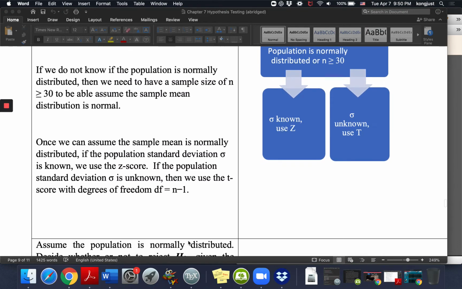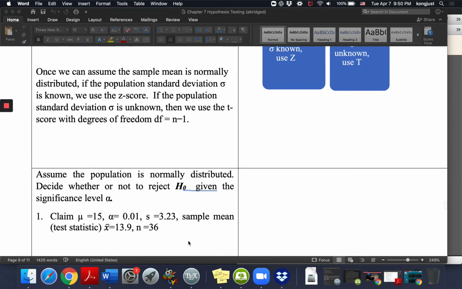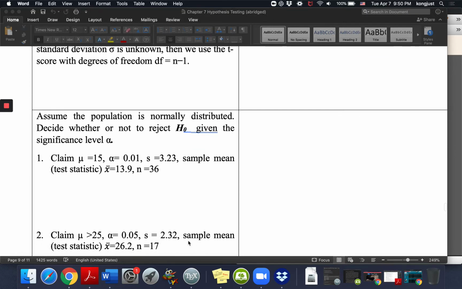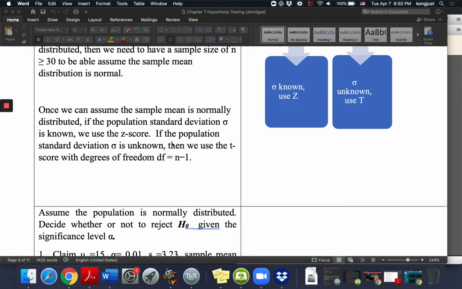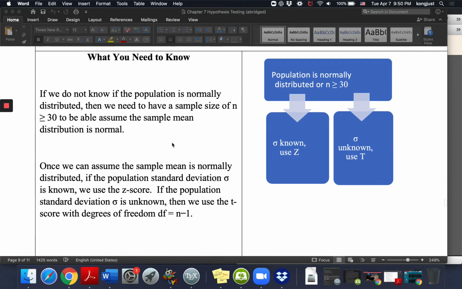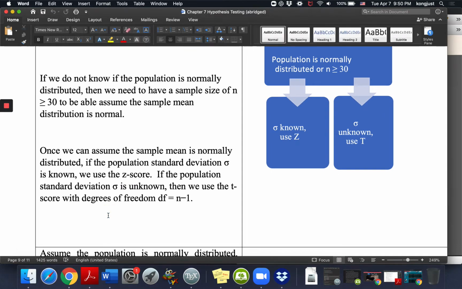Okay, so what's that going to look like in practice? So here's the first question. Assume the population is normally distributed. Decide whether or not to reject H naught given the significance level alpha. This is pretty much like what we did in chapter 7.2. Now the only difference is we're going to first calculate the t distribution. Okay, I should actually add that in somewhere here. So let me add that in right over here.